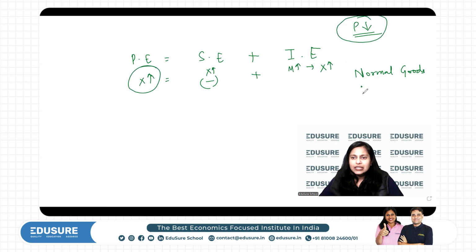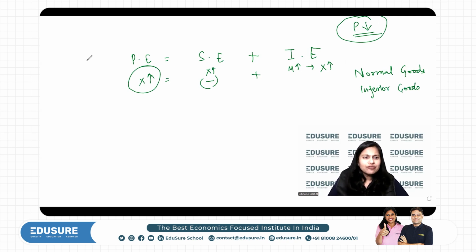Then we had also discussed a case of inferior good. Inferior good was where the substitution effect is negative. And like I said, the substitution effect is going to be negative for all the goods.